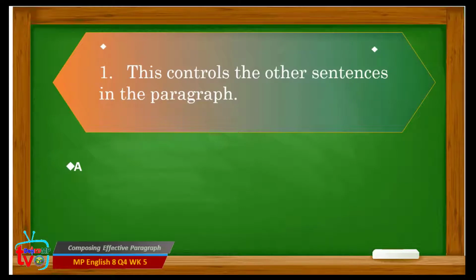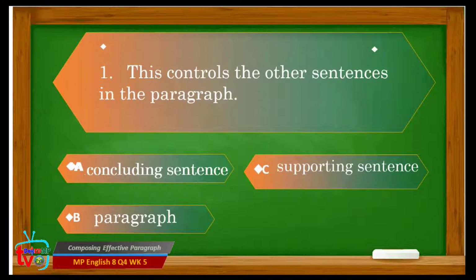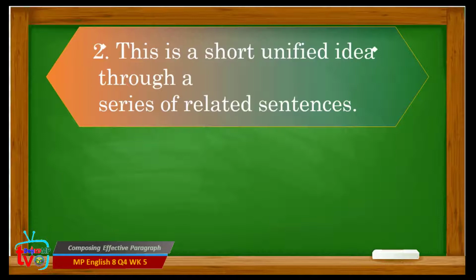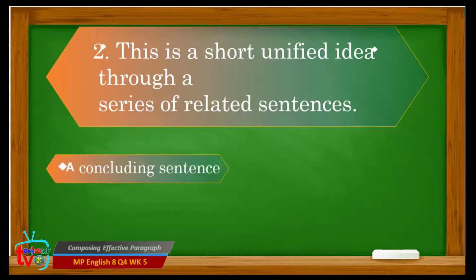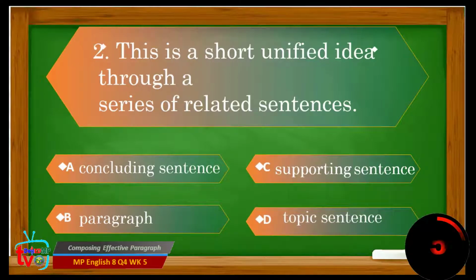Number 1, this controls the other sentences in the paragraph. A, concluding sentence. B, paragraph. C, supporting sentence. D, topic sentence. Number 2, this is a short unified idea through a series of related sentences. A, concluding sentence. B, paragraph. C, supporting sentence. D, topic sentence.